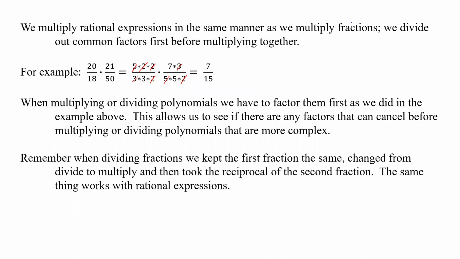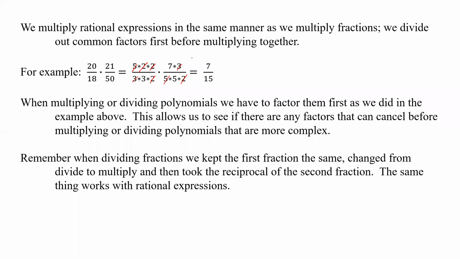When we multiply rational expressions, it's in the same manner as when we multiply fractions. Basically, we're going to divide out common factors along the way before we multiply everything together to keep it simpler, because otherwise we'll have to reduce at the very end. And if we can reduce before, that makes life easier.